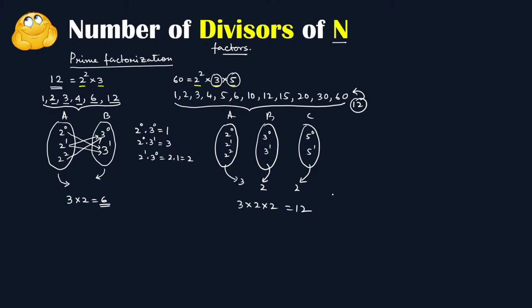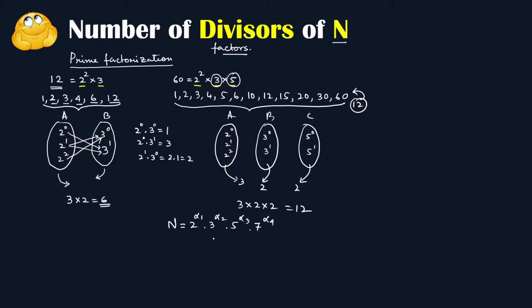How to find out the number of divisors or factors of n? Let me take any natural number n. And let us say that this n, when it goes for prime factorization, we are getting something like this: 2 to the power alpha 1, 3 to the power alpha 2, 5 to the power alpha 3, and let us say 7 to the power alpha 4.